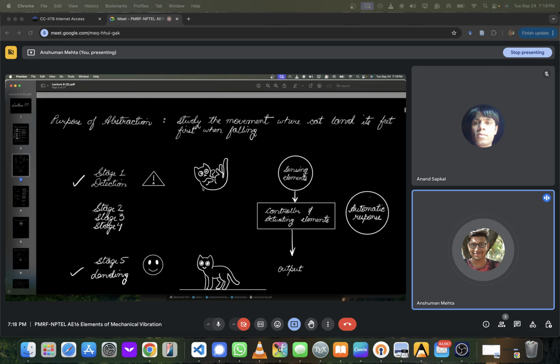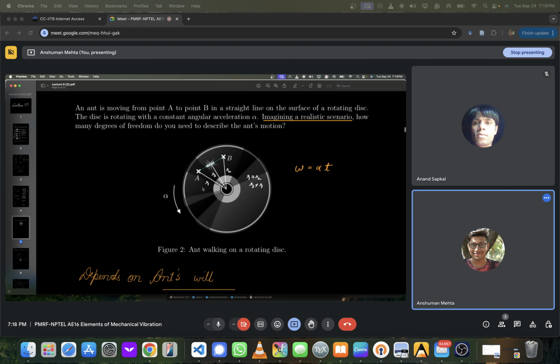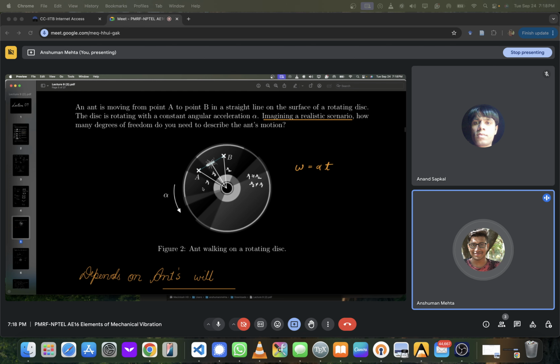Okay, the second question is again about something biological. Let's say there is a CD drive and it is rotating at very high speed, and it has angular acceleration of alpha. Now this ant is moving from point A to B in a straight line. So this disk is moving, and also points A and B are moving.